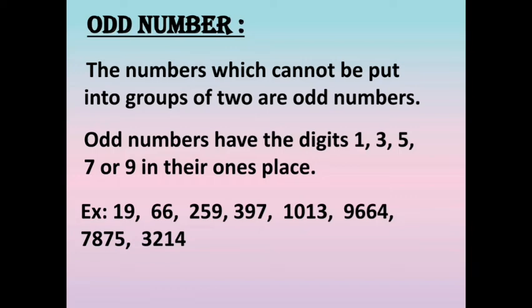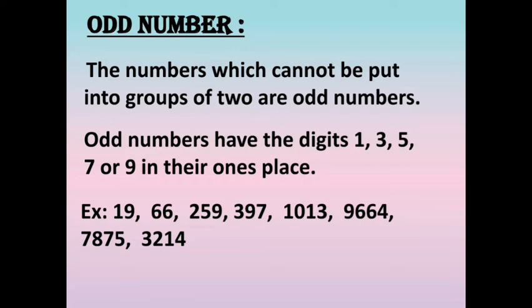But whereas now, 9664 is not an odd number because it is having 4 in ones place. And 7875 is an odd number because it is having 5 in ones place. And 3214 is not an odd number because it is not having 1 or 3 or 5 or 7 or 9. It is 4. So it is not an odd number.